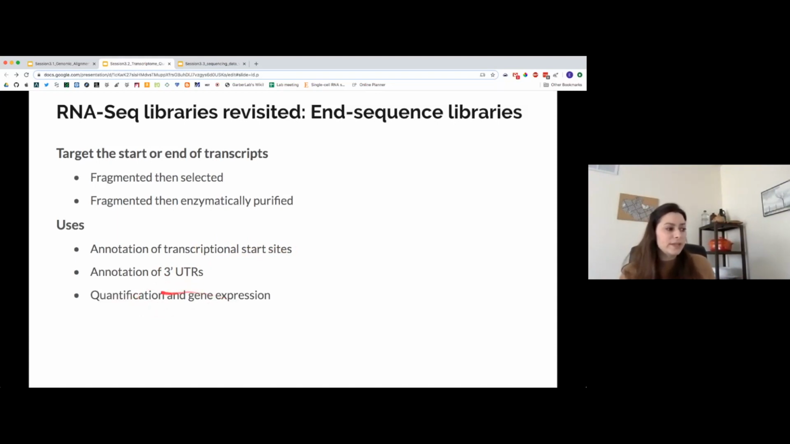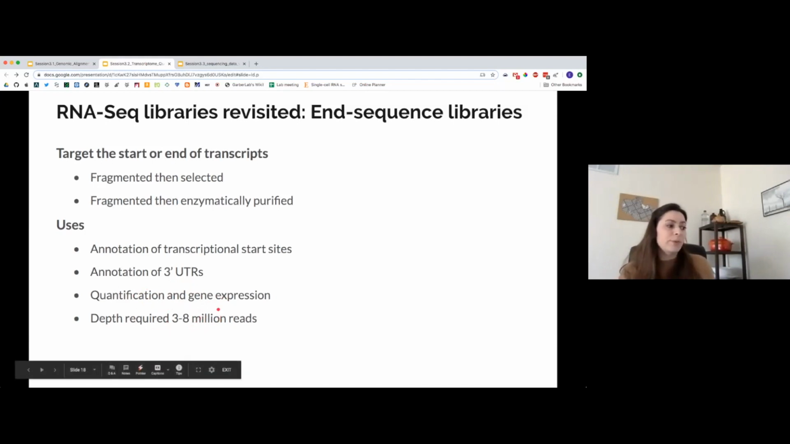You can use them if you just care about quantification and expression at the gene level. So let's say for a given project, you don't really want to find new isoforms, you just want to do a quick count of how much each gene is expressed. This is a very good way to do that, because the depth required for these libraries is a lot smaller, since you're sampling only a small portion of the fragment.